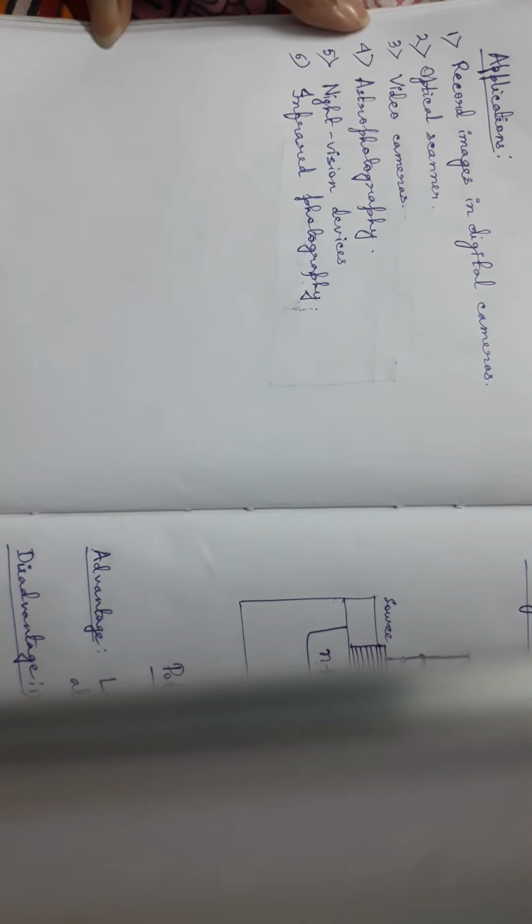Now the working principle of digital cameras and other cameras is based on the photoelectric effect. So what is the photoelectric effect? It is when photo, meaning light, falls on a device, then the light gets converted into electricity. This is known as the photoelectric effect.